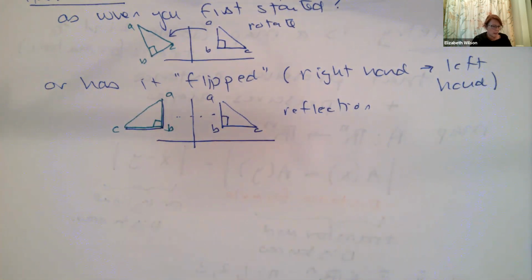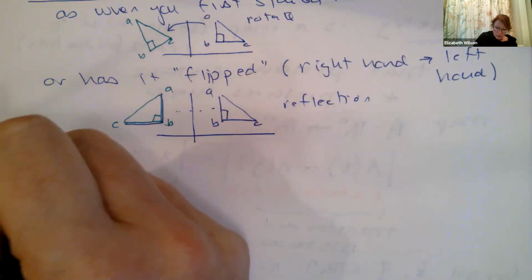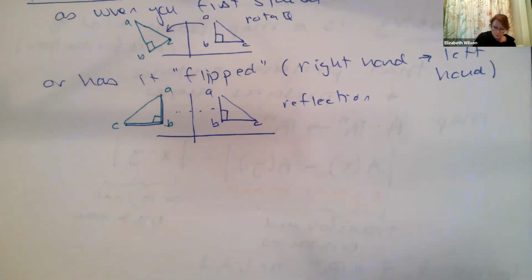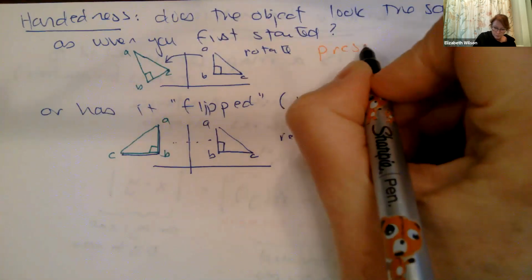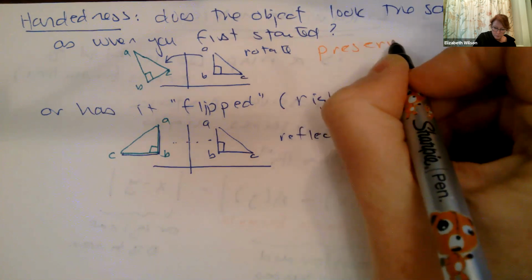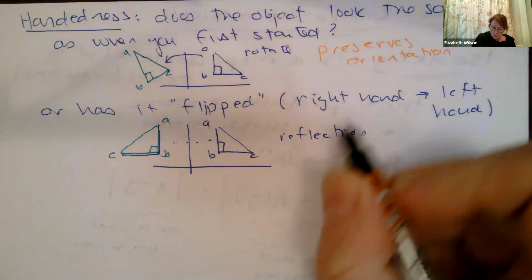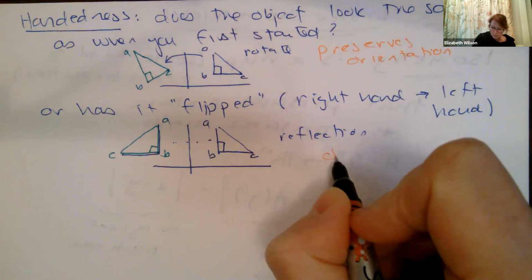So the way that we can tell if something has a handedness, whether it's going to preserve the orientation, we can think of it as preserving orientation, or changing the orientation.